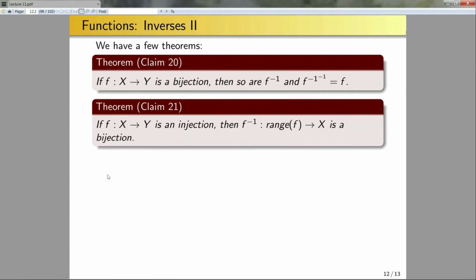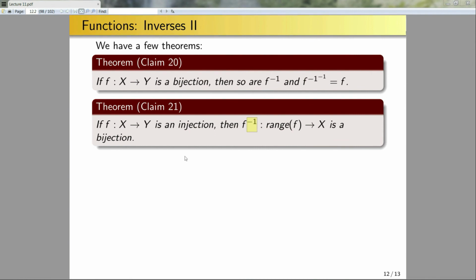So next, claim 21. If f is a function that maps from x to y, and this is an injection, then f inverse mapping from the range of f to x is a bijection. So what do I need to do here? First, I need to show that f inverse mapping from the range of f to x would be a function. And secondly, I need to show that it's both injective and surjective.